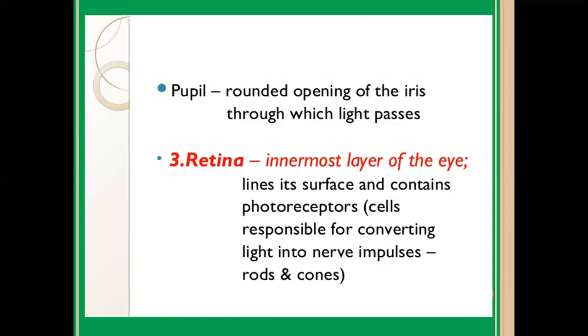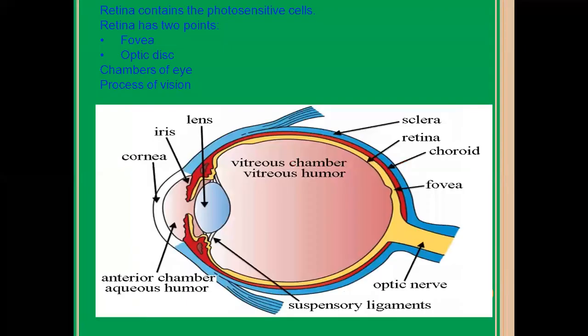Now one by one, we will discuss each part of the retina. The retina is the innermost layer of the eye. It contains photosensitive cells, and these photosensitive cells are rods and cones. Now, what about the rods? Rods are sensitive to dim light, and cones are sensitive to bright light. Okay. The next point is that the retina has 2 points, the fovea and the optic disc.